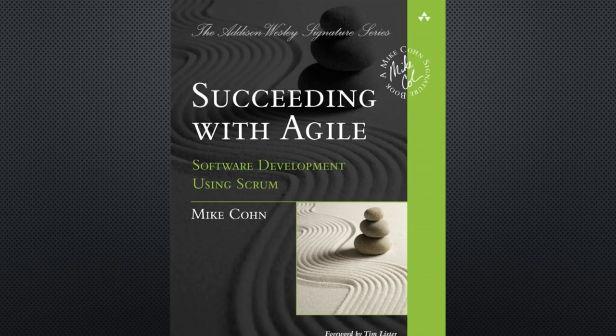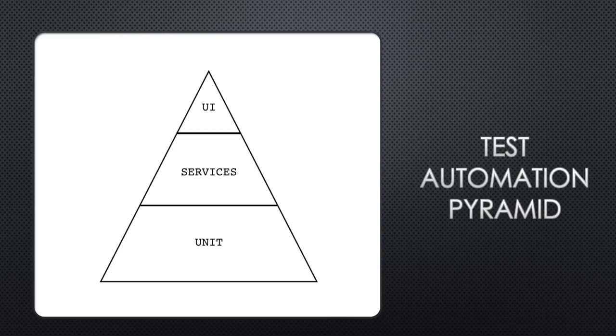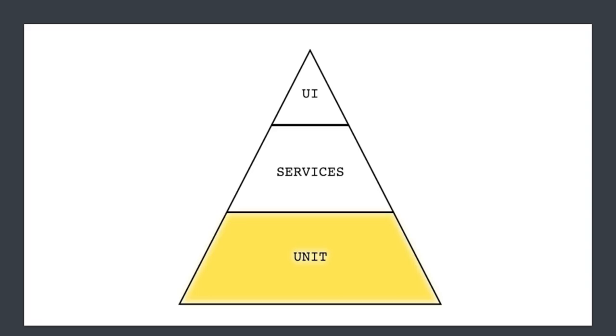In his book, Succeeding with Agile Software Development Using Scrum, Mike Cohn introduced the test automation pyramid, which is a model that describes 3 levels in which tests can be automated against: unit, services, and UI. If a part of the reason you're automating tests is to have fast feedback, you'll want to design your automated tests to run as quickly as possible. One way to accomplish this is to automate the test as close to the production code as you can get away with. The unit level is closest to the production code.